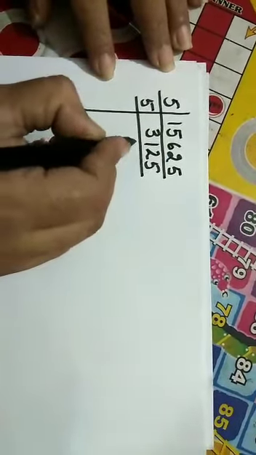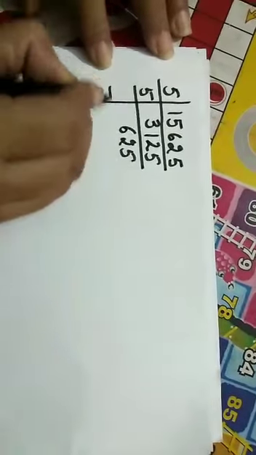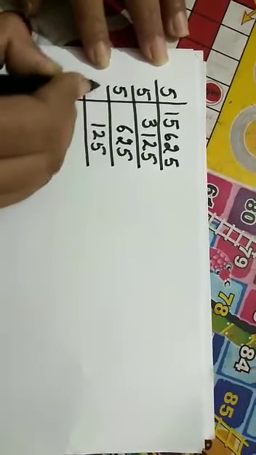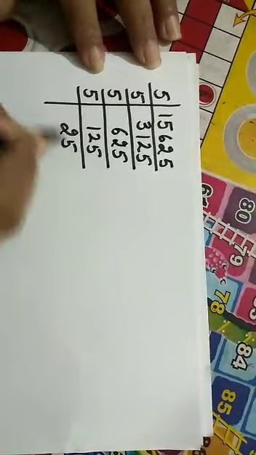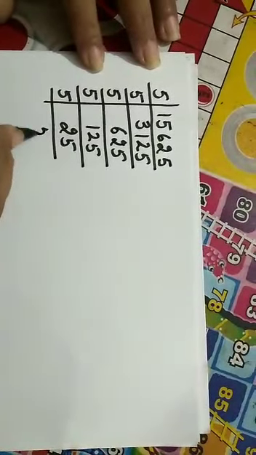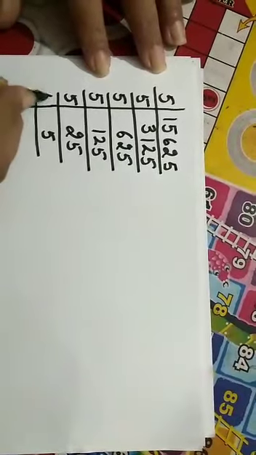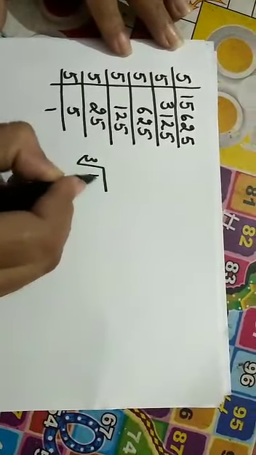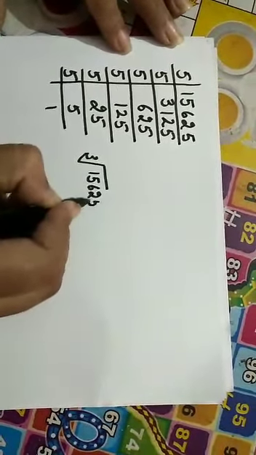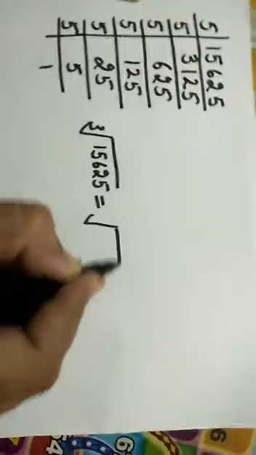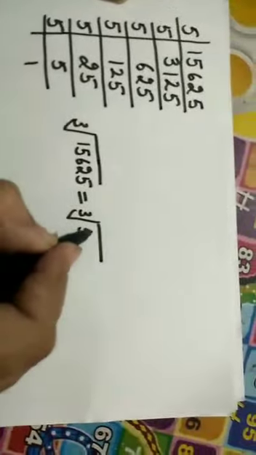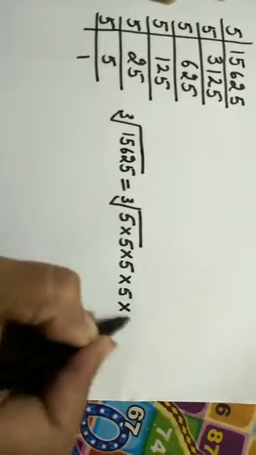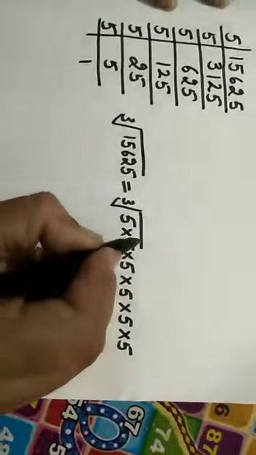Again divisible by 5, we get 625, by 5 again 125, 5 again 25 and again 5. So these are the prime factors. Now the cube root of 15625 is the cube root of 5 into 5 into 5 into 5 into 5 into 5.